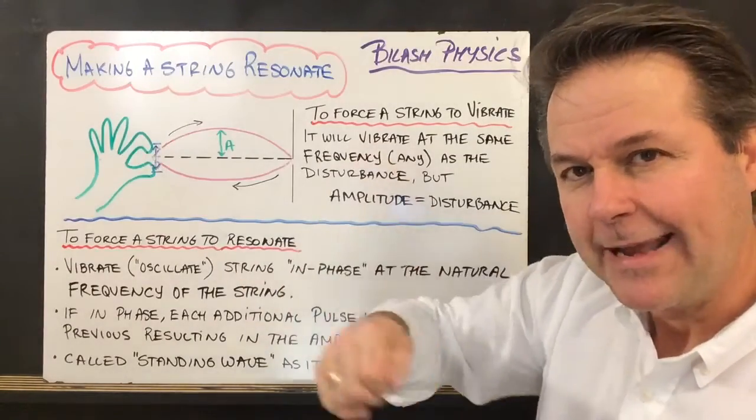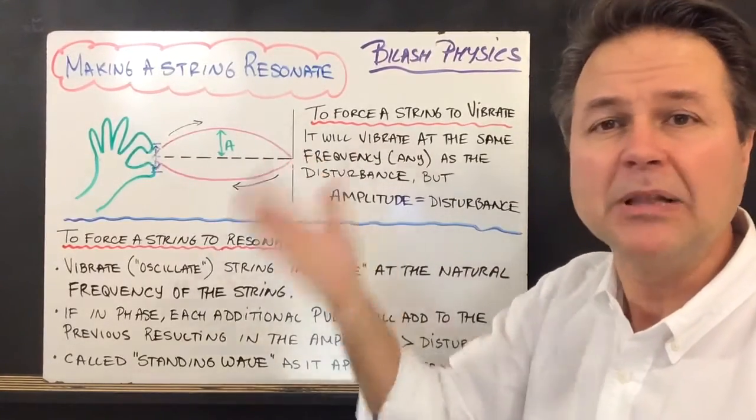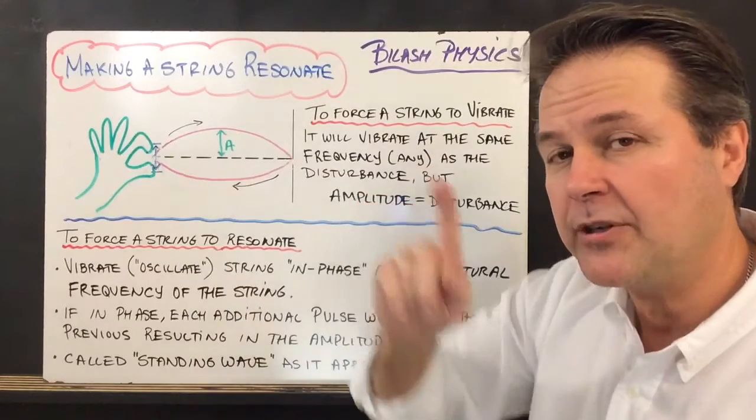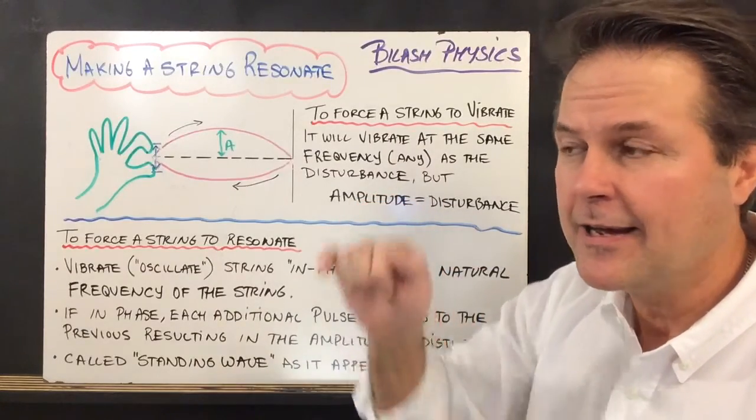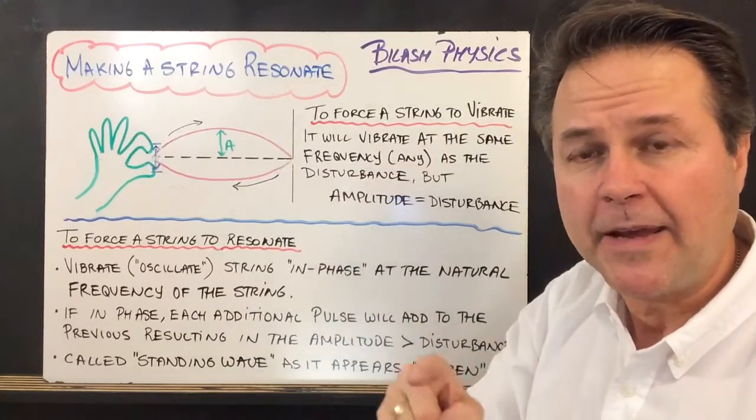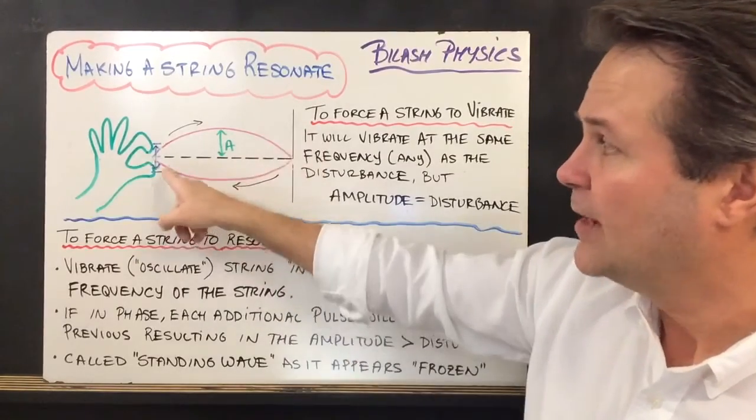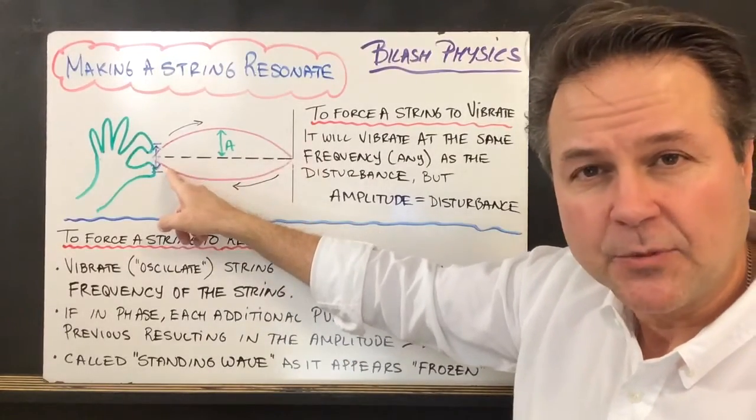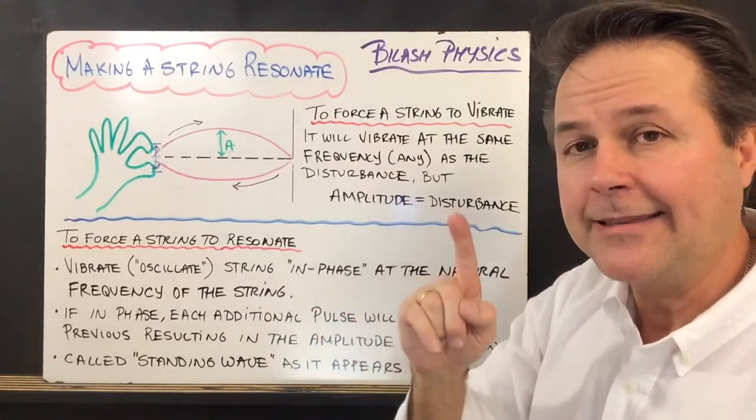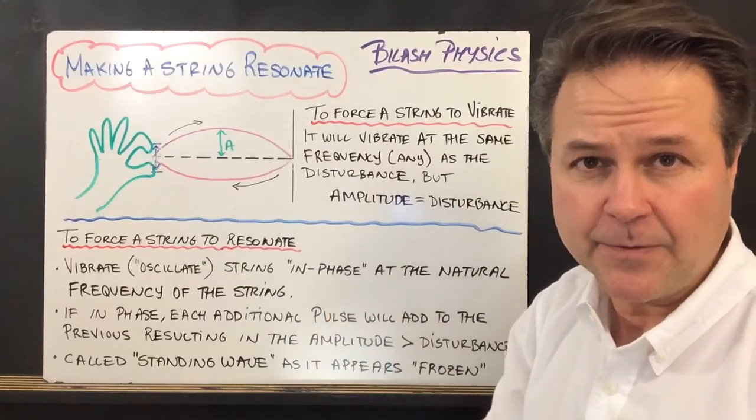If I flick my hand when the pulse is on the opposite end, I will be completely out of phase, and it won't work. So I have to match not only the natural frequency, but the timing of my pulse has to be in phase with the wave in the string. Okay, so if I want to cause this to resonate, I have to move my hand up and down at the natural frequency of the string, and I also have to be in phase.